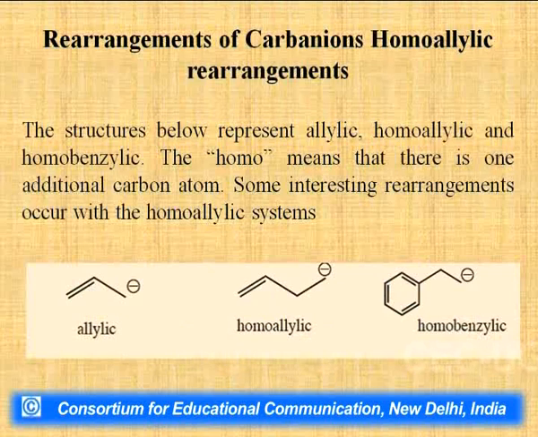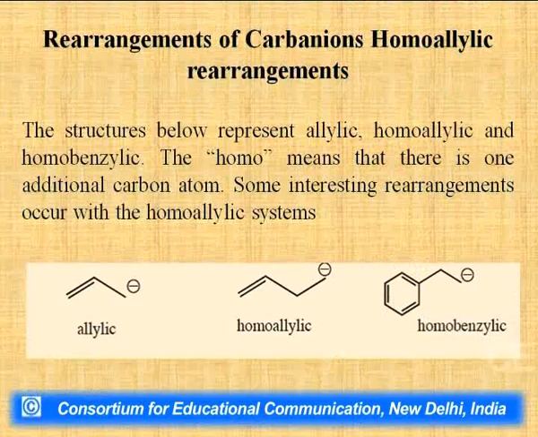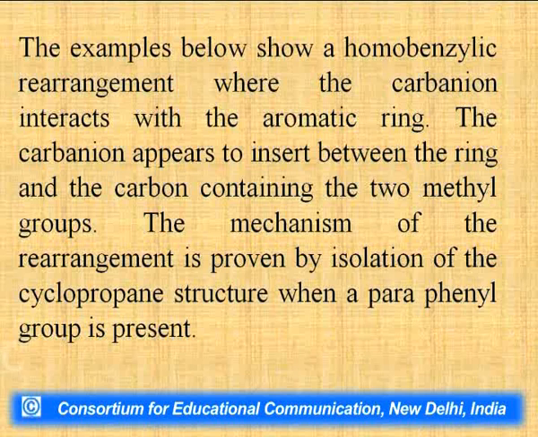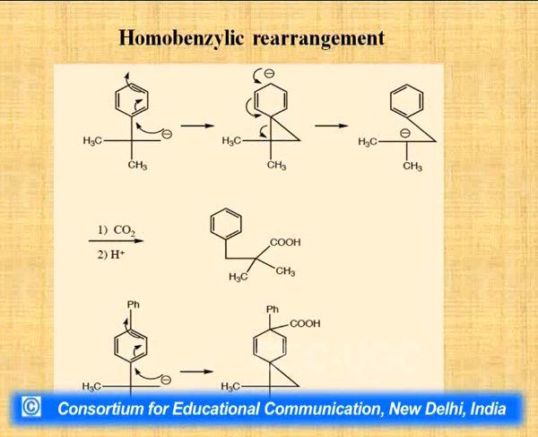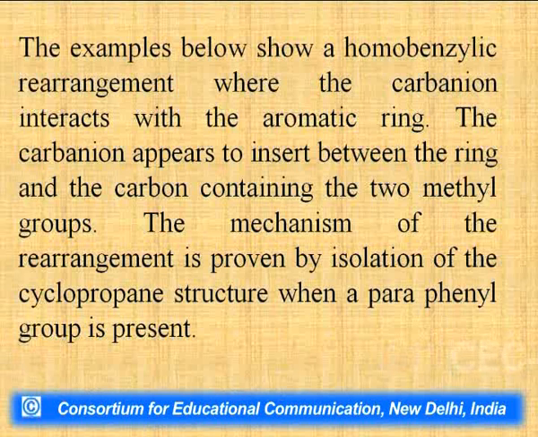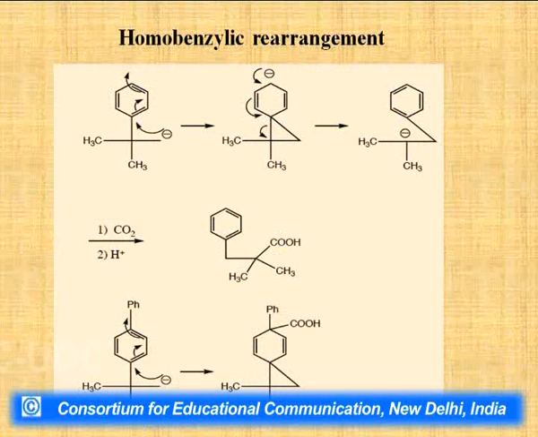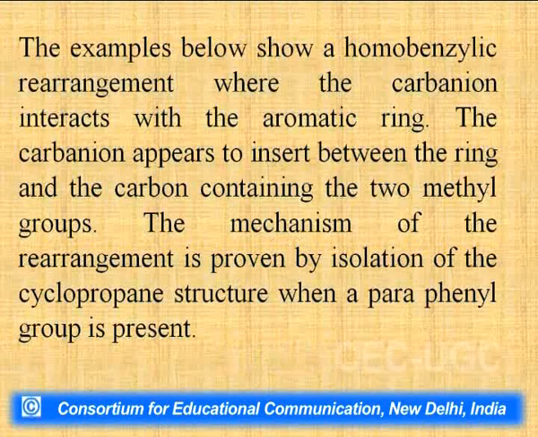Rearrangement. Next, rearrangement of carbanions, the homoallylic rearrangement. You can see the structures below represent allylic, homoallylic and homobenzylic systems. What does homo mean? There is an additional carbon atom. Some interesting rearrangements occur with the homoallylic system. The examples below show a homobenzylic rearrangement where the carbanion interacts with the aromatic ring. The carbanion appears to be inserted. There is an insertion of the carbanion in the benzene ring containing the 2-methyl group.